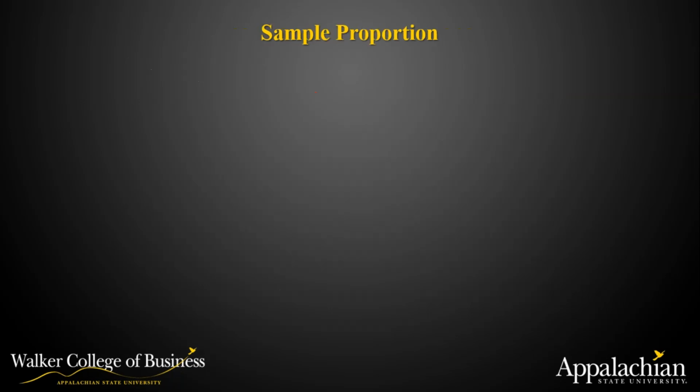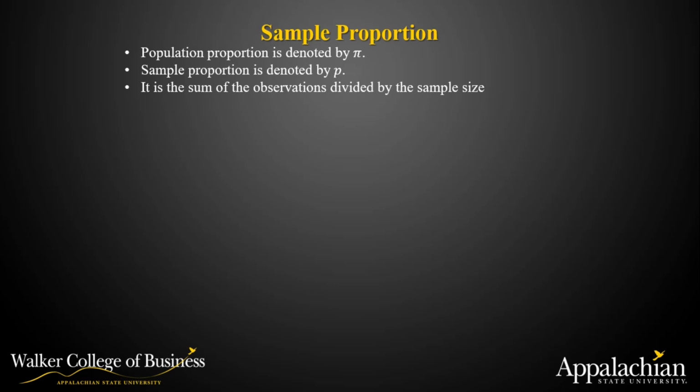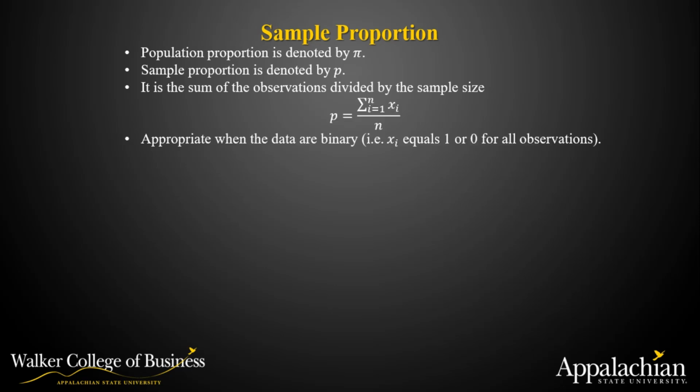Now lastly, we'll talk about a sample proportion. The population proportion is denoted by pi, and the sample proportion is denoted by p. It is also the sum of the observations divided by the sample size. However, we refer to it as a proportion when the data are binary, that is, each observation xi equals 1 or 0 for all observations. The sample proportion is simply the fraction of ones in the sample. So p will be a value between 0 and 1.